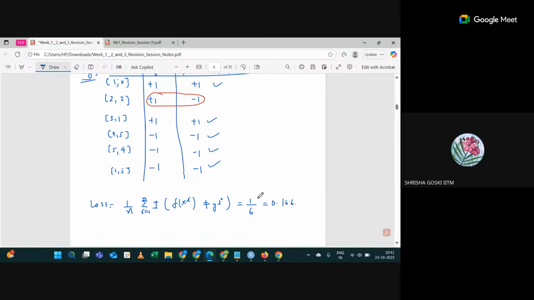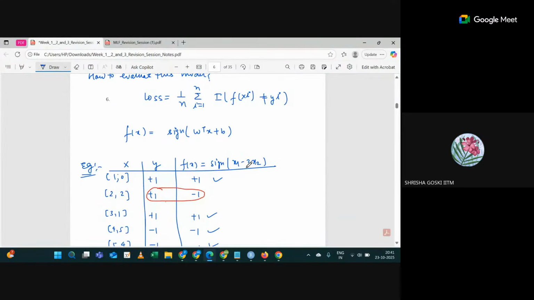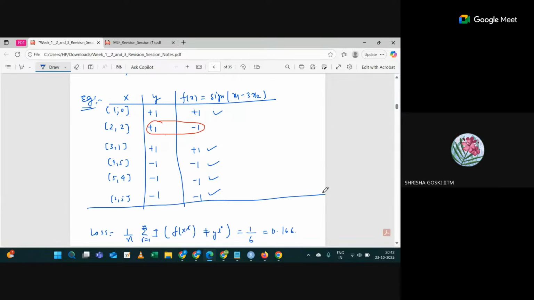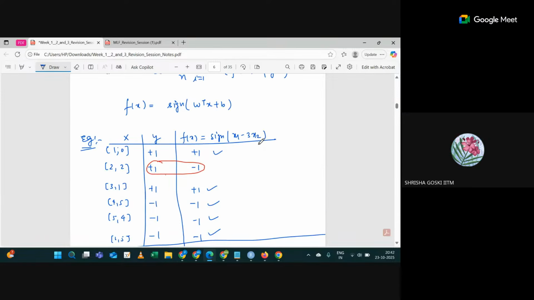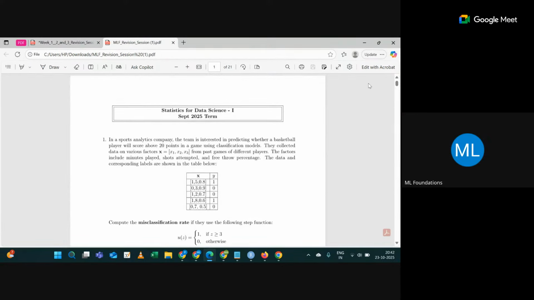Okay, are you able to follow me? Is this okay? Yes, sir. I have a small doubt about the f of x. You have written it at the top of the table, but do we have to assume it ourselves? No, the model will be given to you. So we only have to check the loss, right? Yes, the loss part. If you'd like, I have one question I can solve right now. This is the misclassification rate.